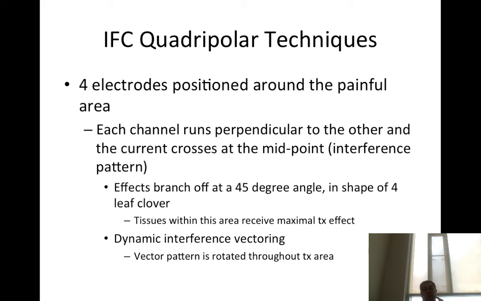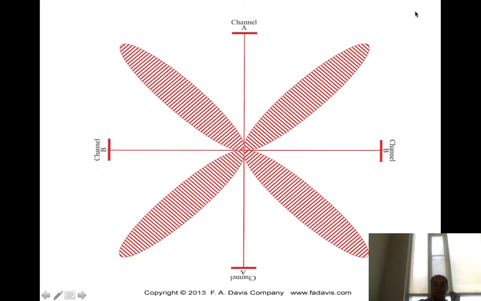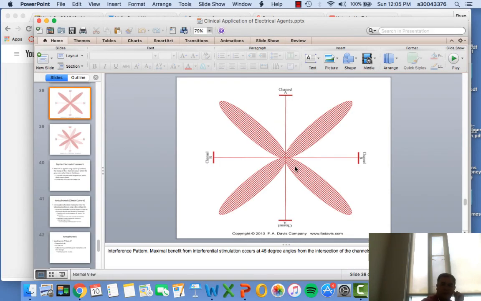Dynamic interference vectoring: the vector pattern is rotated throughout the treatment. On some units, some newer units too, it looks like a mouse pad like on the Mac here, and you can actually push and change the vector. So if I push to the left more, it would center the interference point, the midpoint, more towards the left of that four-pad placement. If I go more to the upper right, it would go more to the upper right. It's pretty crazy.